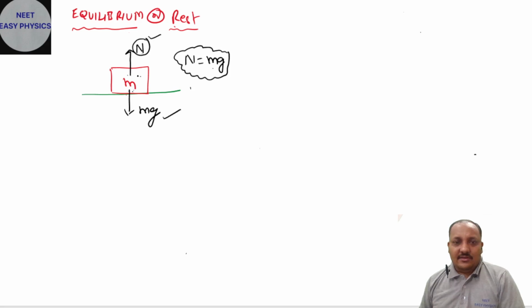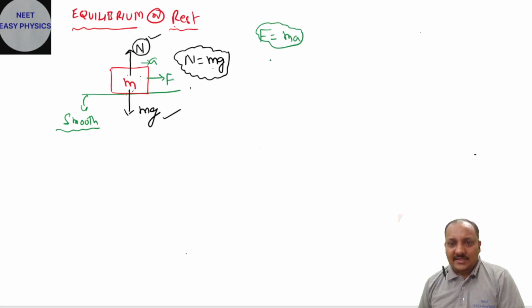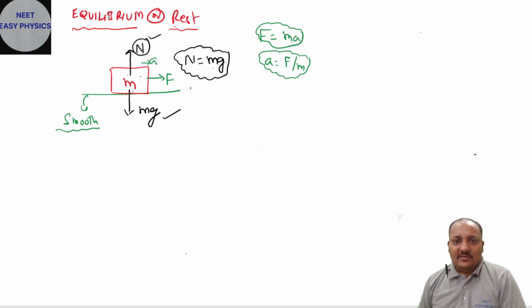Now, how many forces are acting on this object? Two forces are acting, the reaction force and the gravitational force. Now, if you apply some amount of force to the right side on a smooth horizontal plane, in which direction will it move? Towards the right side. Then how much force is acting? If it is moving with an acceleration, F is equal to ma. Then what is the acceleration of the object? A is equal to F by m. Correct? But here we are discussing equilibrium or rest position.